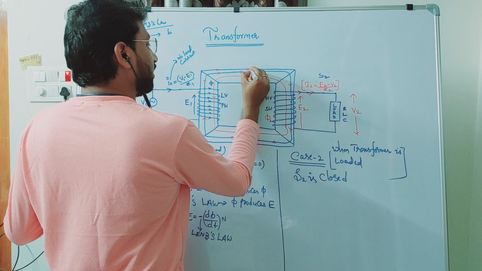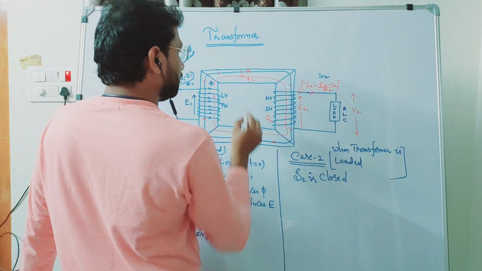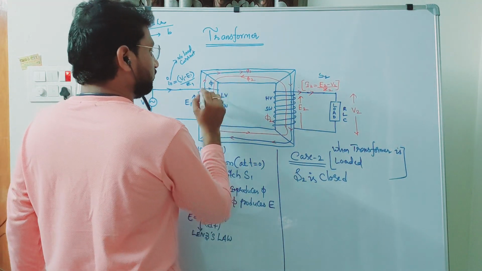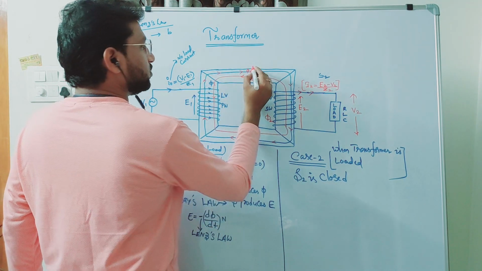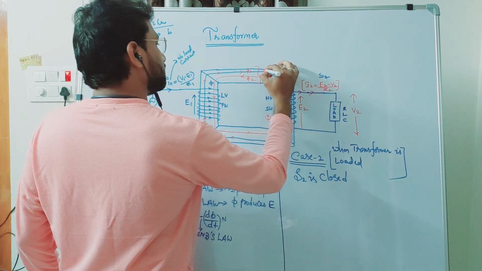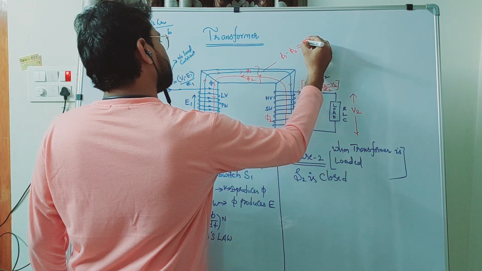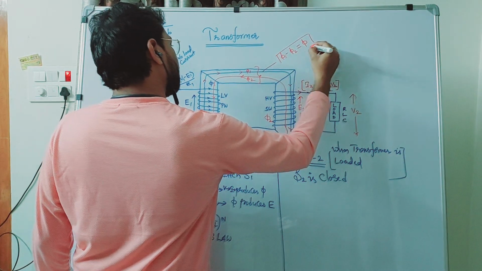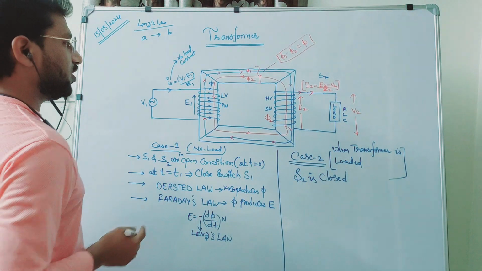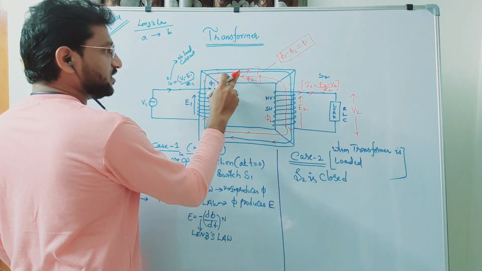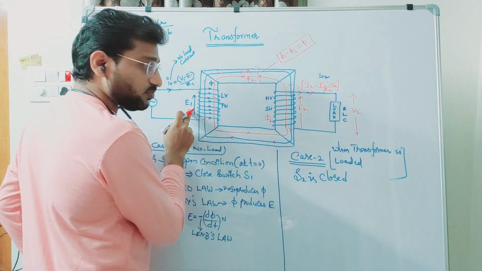Okay. So now the net flux flowing from here to here, I am taking this as phi 1, this is also phi 1. So the difference of this is phi 1 minus phi 2. Let us take it as phi. I'll tell you why at a later stage. Okay. Now initially this E1 was produced because of phi 1.